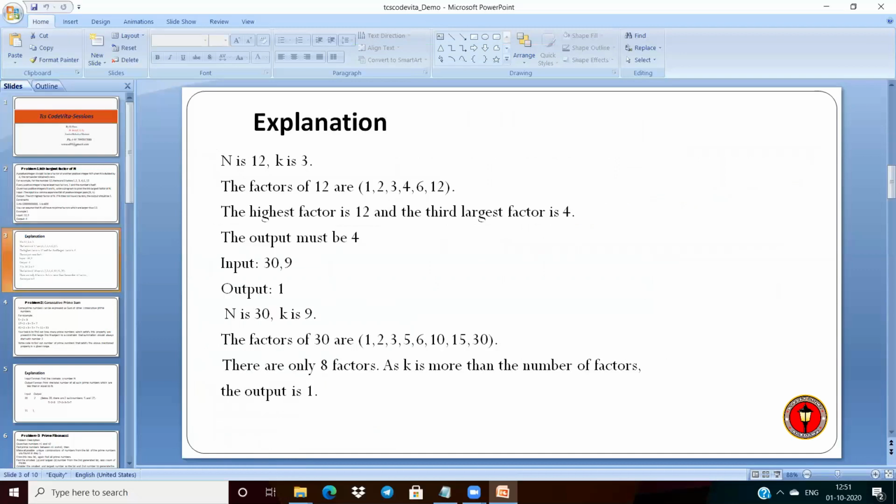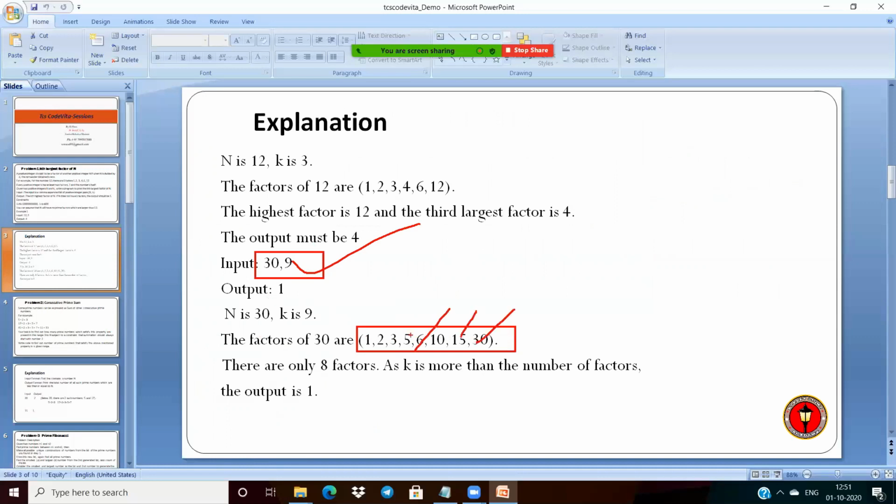Similarly, I want to give another input. I'm giving 30, and I want to find the ninth largest factor. What are the factors of 30? 1, 2, 3, 5, 6, 10, 15, 30. It has 8 factors, but I want to get the ninth factor. Is it possible? No. In this scenario, you just have to display 1. If the kth factor is not available, simply display 1.